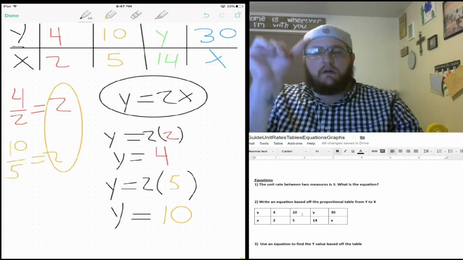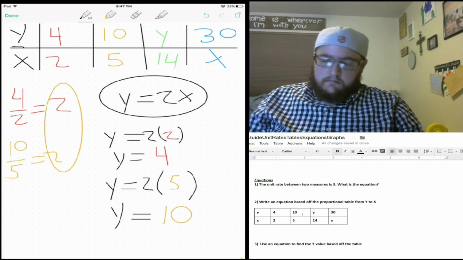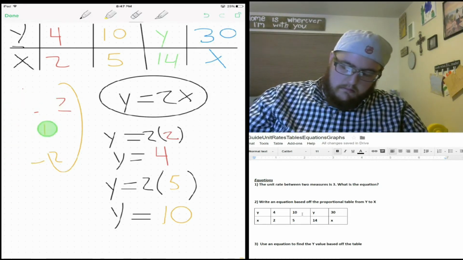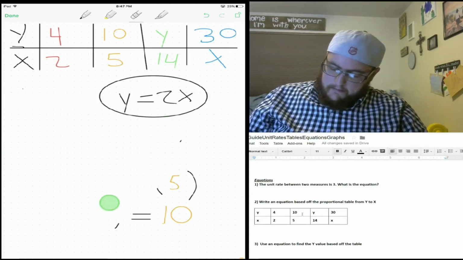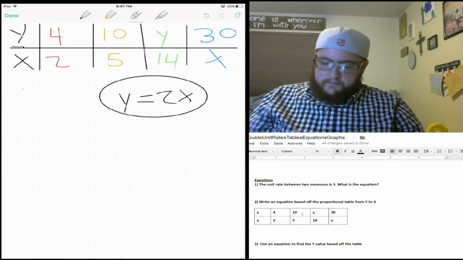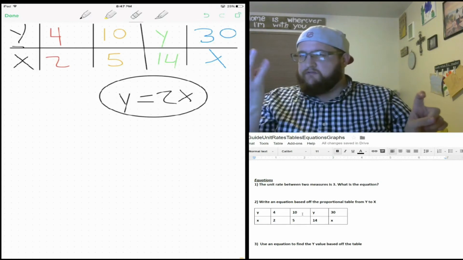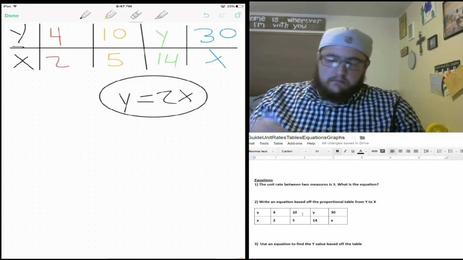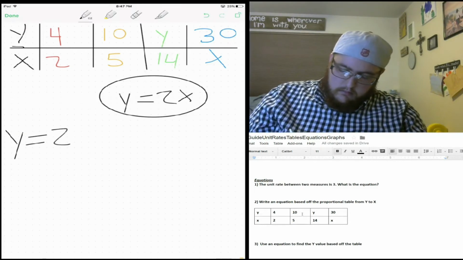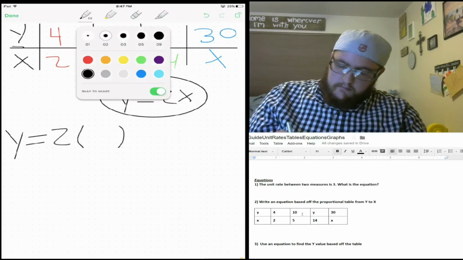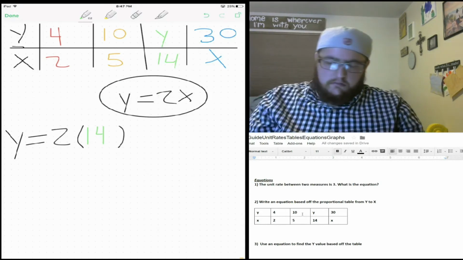Number 3 says use an equation that we've already found to find the y value based off of the table. So we've got our table and we have a missing y value. We already know the equation, and for this point we don't know y, but we do know x. As you can see, x is 14, and so we can use our equation because, as we said before, any number we plug in for x, we can multiply it by 2 to get y. So if we go ahead and put 14 in for x, we should get the corresponding y value.